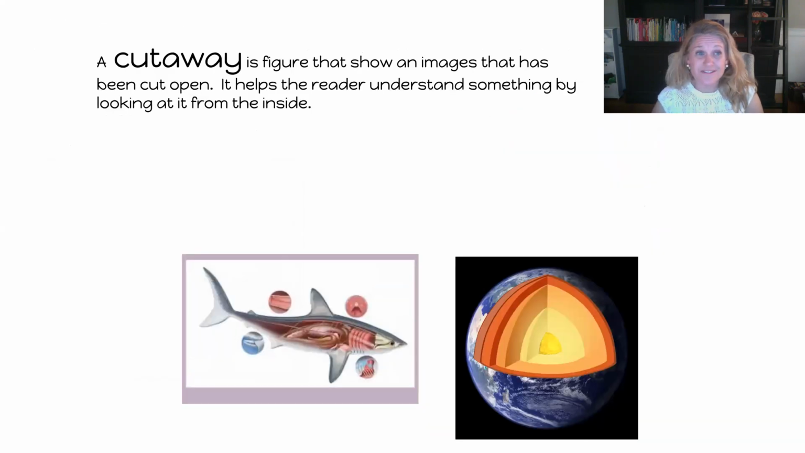Another text feature is known as a cutaway. It's a figure that shows an image that has been cut open. It helps the reader understand something by looking at it from the inside. So here we get to see the inside of a shark. And the other image is the inside of the earth. We know that the earth is made up of many different layers, and so it describes that by using this cutaway. We can see it.